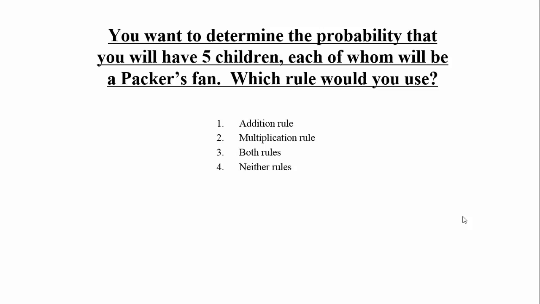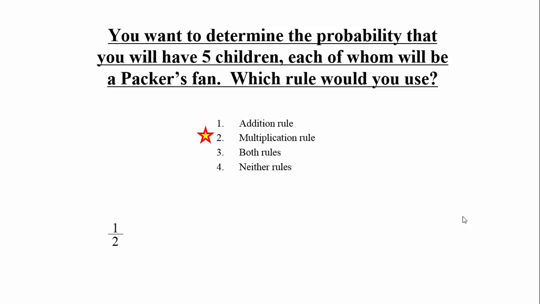So the question is, okay, what rule should I use? Each child has a chance of being a Bears fan or a Packers fan. If I'm saying I'll have 5 children, each of them will be Packers fans, I'm saying the first child will be a Packers fan, and the second child, and the third, and the fourth, and the fifth. Notice the emphasis on the word and, so I'm using the multiplication rule. So how exactly would I do that then?